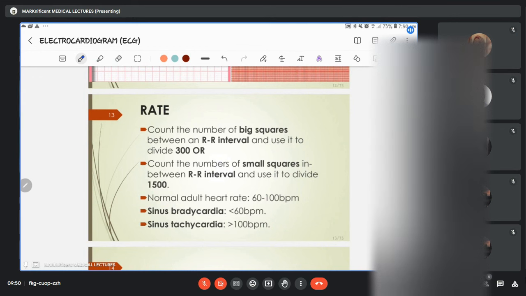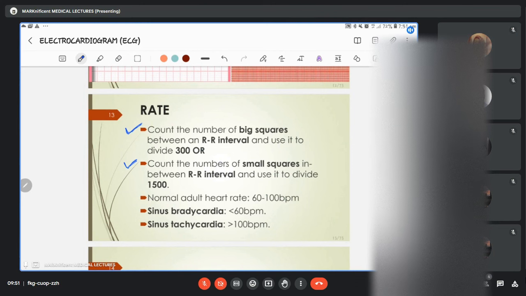So by the time you count the number of big squares between the R and R interval in a normal ECG, you divide it by 30. That's the first way of getting your rate here. Or you count the number of small squares in between the R and R and use it to divide by 1,500. So even if I don't see the patient, but I have the ECG, it will tell me everything about the patient's condition concerning his heart and circulation, that's blood circulation.